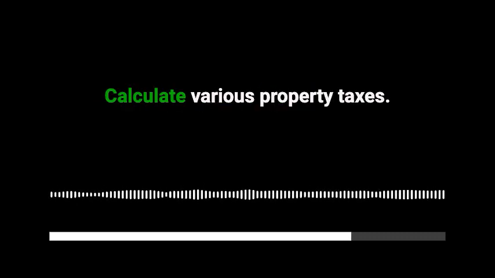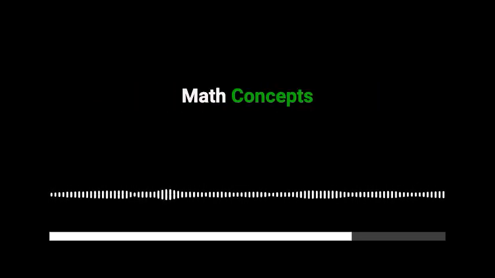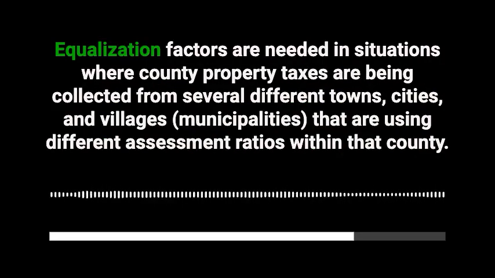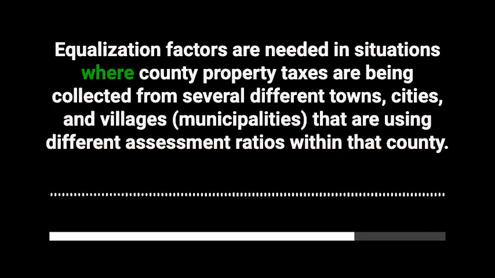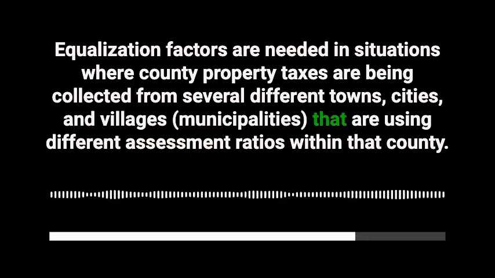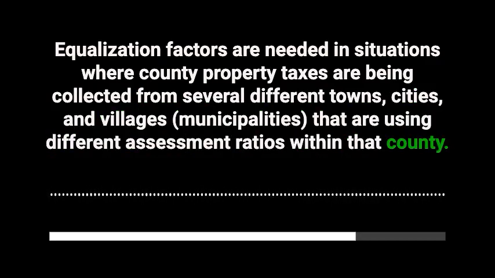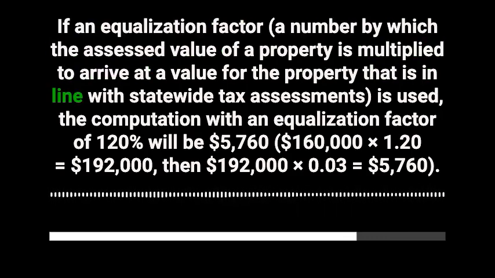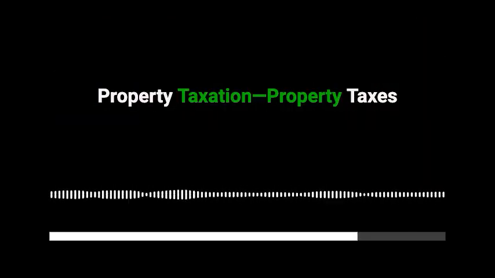Learning objective: Calculate various property taxes. Math concepts: property taxation, tax rates. If a property is assessed for tax purposes at $160,000 at a tax rate of 3%, or 30 mils, the tax will be $4,800. Equalization factors are needed in situations where county property taxes are being collected from several different towns, cities, and villages that are using different assessment ratios within that county. If an equalization factor is used, the computation with an equalization factor of 120% will be $5,760.